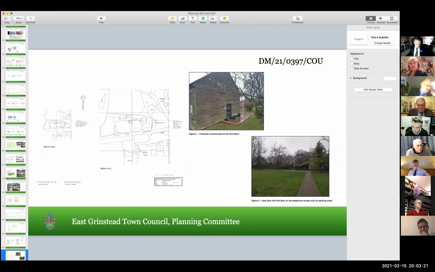Last on the evening, well done committee, for DM 210397. This is the Pool Barn, Cherry Tree Farm, Holt High Road. This is change of use of an existing swimming pool from private use to commercial private use. Would Councillor Bell, Mrs. Bell, like to start us on that one?